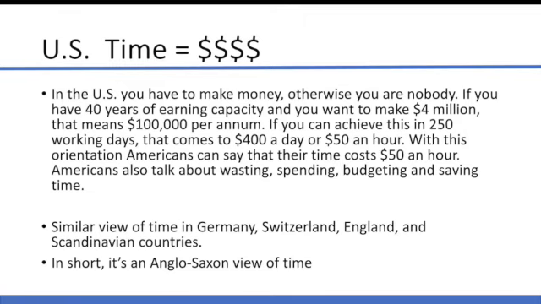So in the US, you have to make money, otherwise you're a nobody. If you have 40 years of earning capacity and you want to make 4 million, that means 100,000 per annum. If you can achieve this in 250 work days, that comes to $400 a day or $50 an hour. With this orientation, Americans can say that their time costs $50 an hour. So Americans talk about wasting time, spending time, budgeting time, and saving time. They have a similar view of time in Germany, Switzerland, England, and the Scandinavian countries. So, in short, that's an Anglo-Saxon view of time that's very much connected to capitalism.